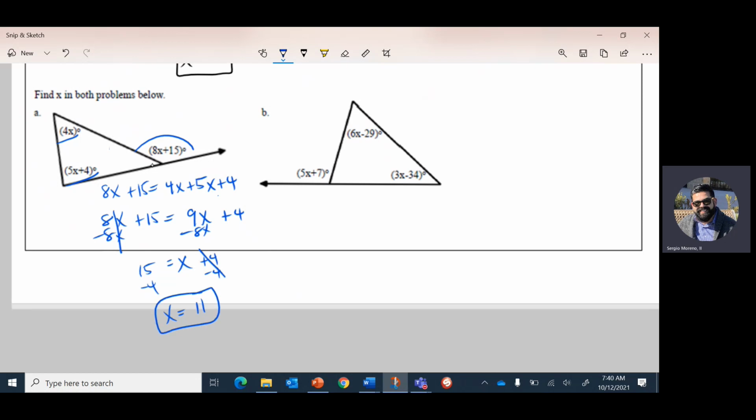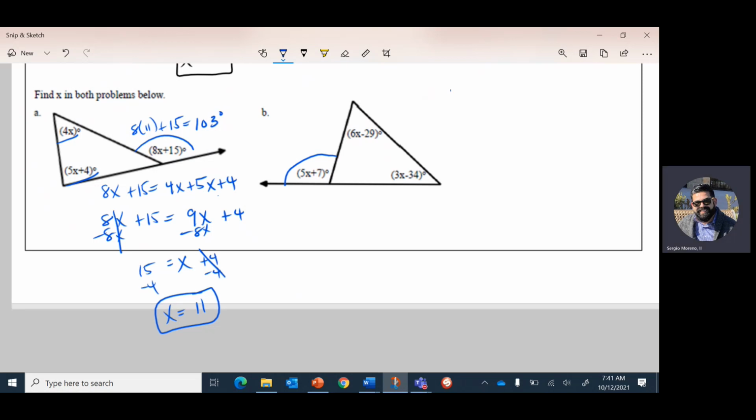Okay, so then you can go and sub in those values and see exactly what this exterior angle is. It would be 8 times 11 plus 15. So this exterior angle is equal to 103 degrees. And I could find the interior angles by subbing in my values for x as well if I wanted to. Okay, so let's go ahead and try this one out, last one.